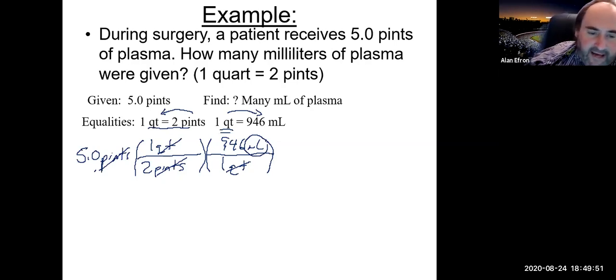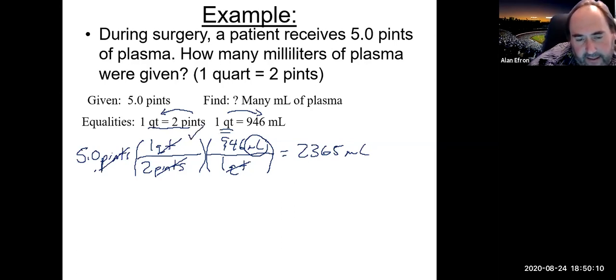We're going to take 5 times 1 times 946, hit equals, divided by 2, hit equals, gives us an answer on the calculator of 2365 milliliters. Now, in terms of sig figs, this is an exact number, so we're not going to worry about it. We're not going to worry about it.